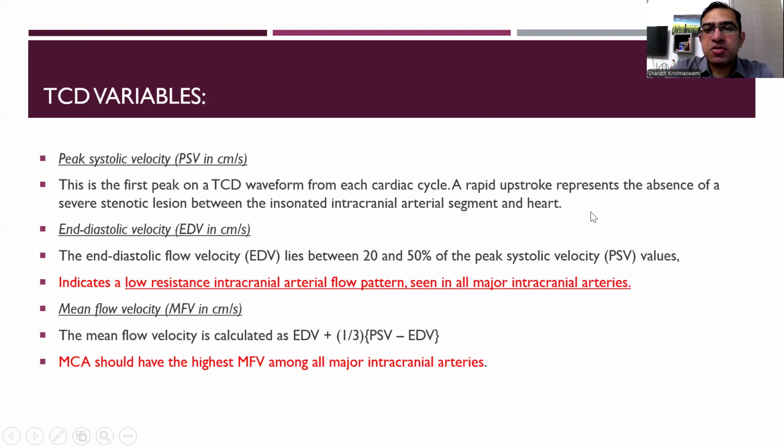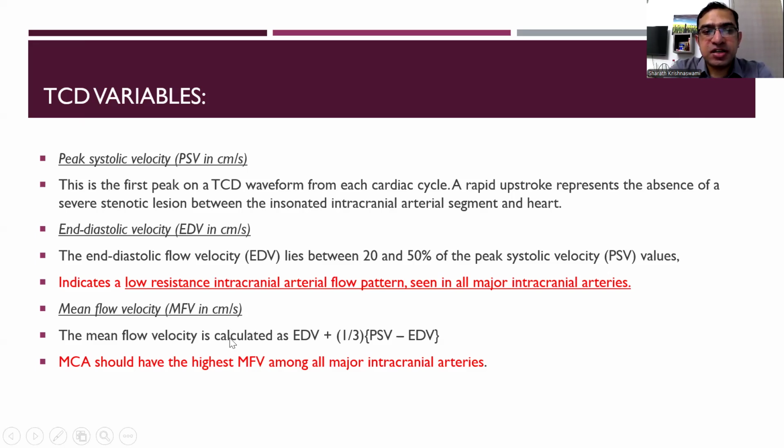A rapid upstroke means that there is no narrowing or no stenosis between the insonated intracranial artery segment and the heart. The end diastolic velocity is also measured in centimeters per second. It lies between 20 to 50% of the peak systolic velocity. It shows a low resistance intracranial flow pattern, which is seen in all major intracranial arteries.